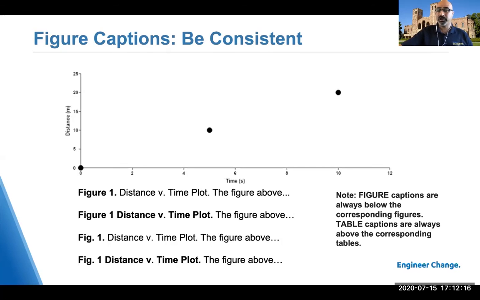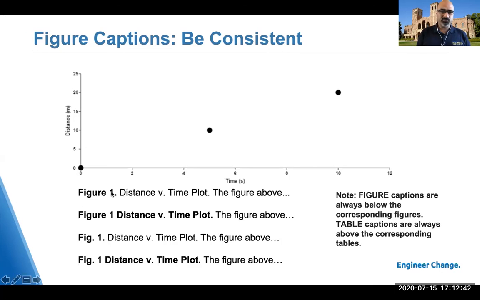They don't care. Do it however you want. Whatever you choose to do, just be consistent. So if you choose to use this first method where you have figure 1 period, then you have the title of the figure, distance versus time plot, and then you have a description of the figure, right? So if you use that for your first figure, then you better use the same consistent method for figure 2 and figure 3 and figure 4.